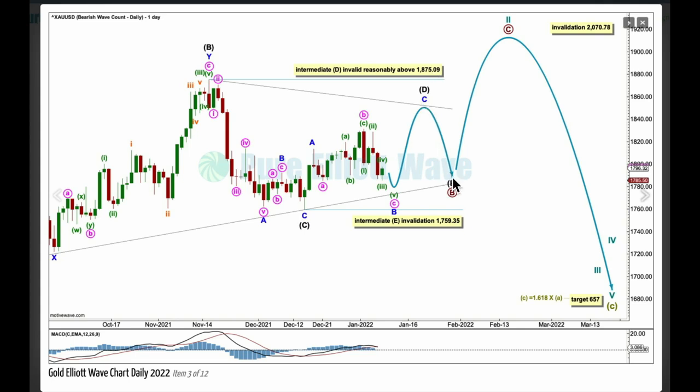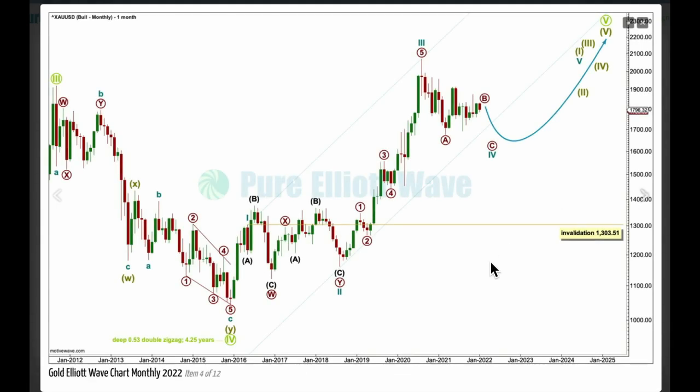When D is over, then E must subdivide lower as a zigzag and may not move beyond the end of C. This invalidation point is absolute. E may not move at all beyond the end of 1759.35. At the monthly chart level, this is the bullish wave count.